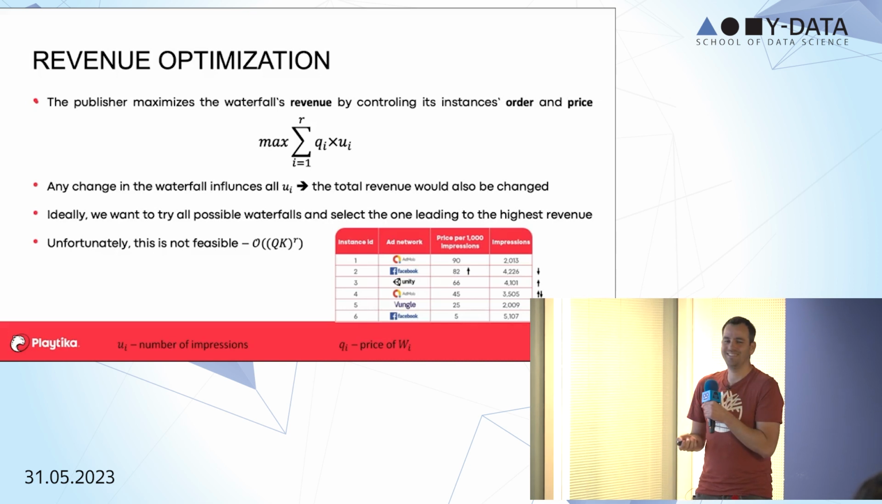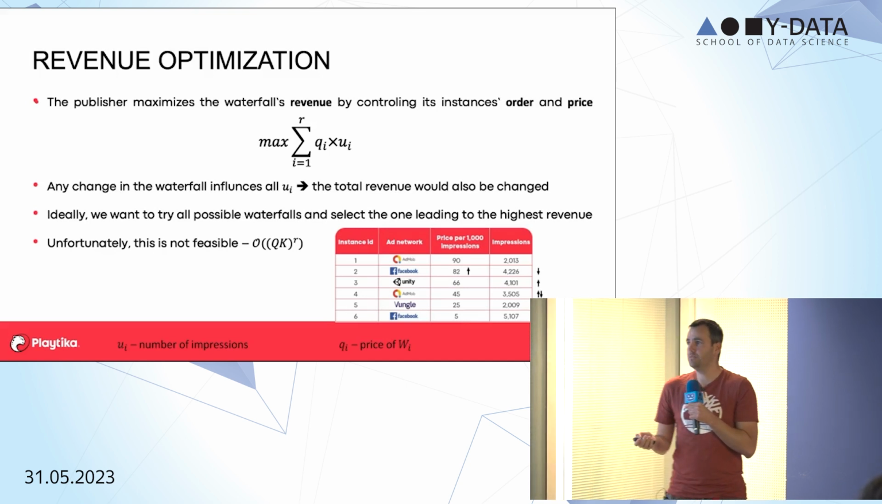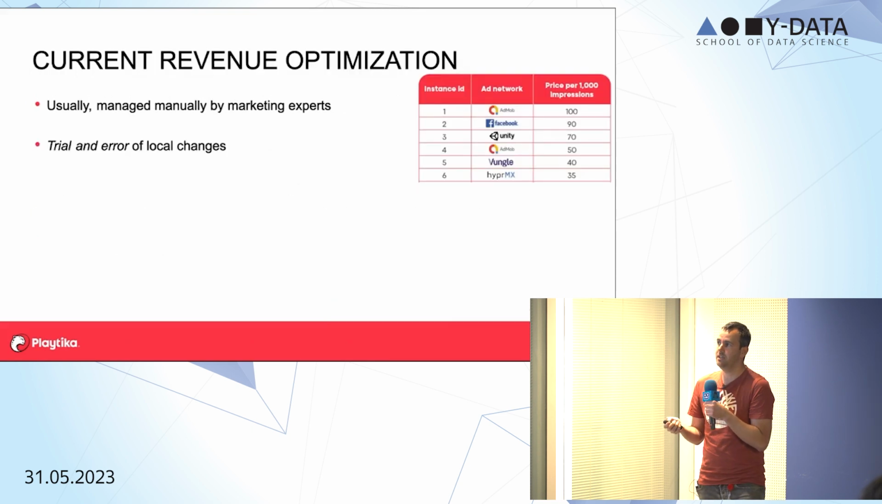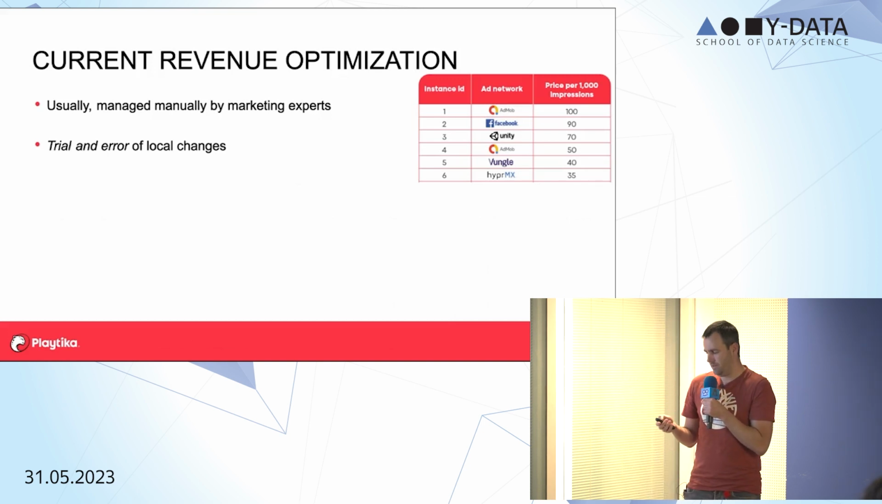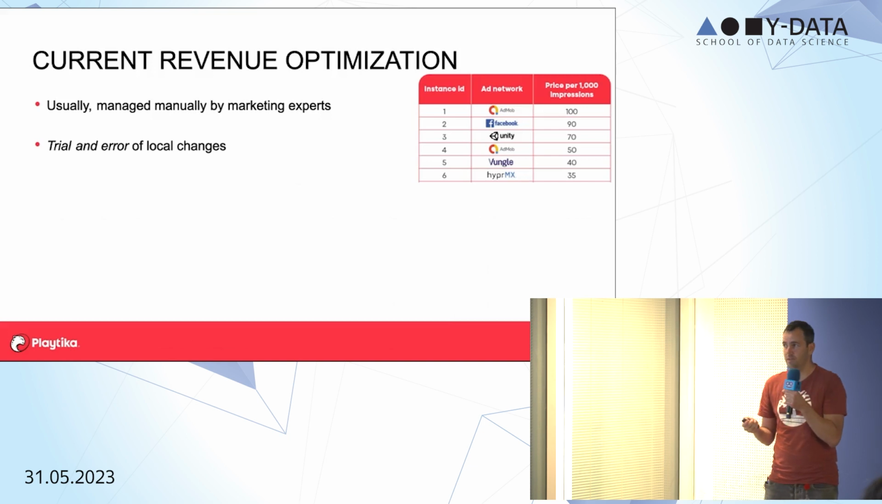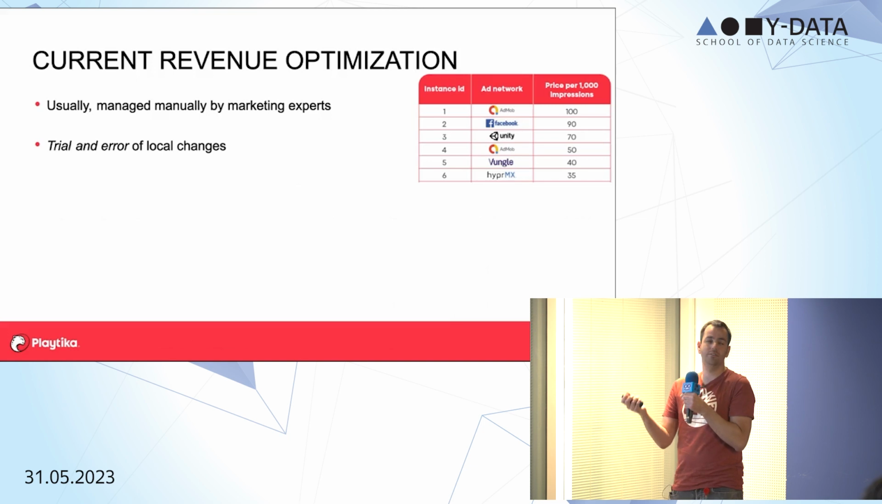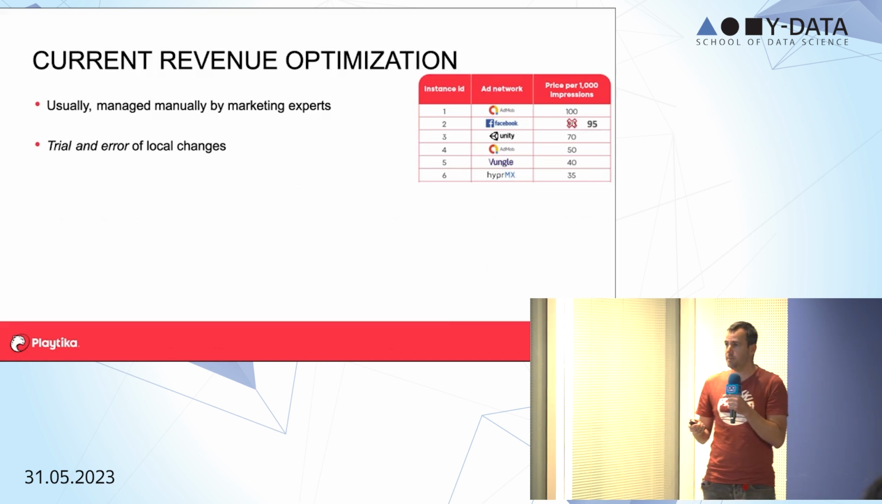So this is the slide. How it's currently managed: usually it's managed manually by marketeers. So they will trial and error all kinds of local changes. For example, one day they can reduce the price of Facebook and see what will happen to the total revenue, and the next day they can try to switch between Unity and Vanguard and see again how it helps. But of course, this is not that good.